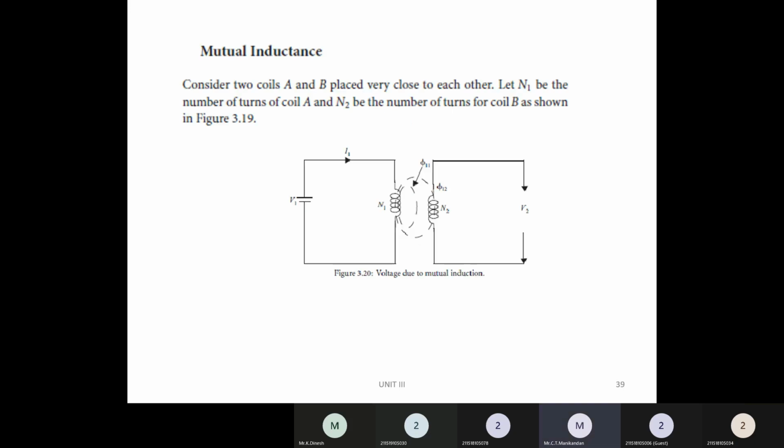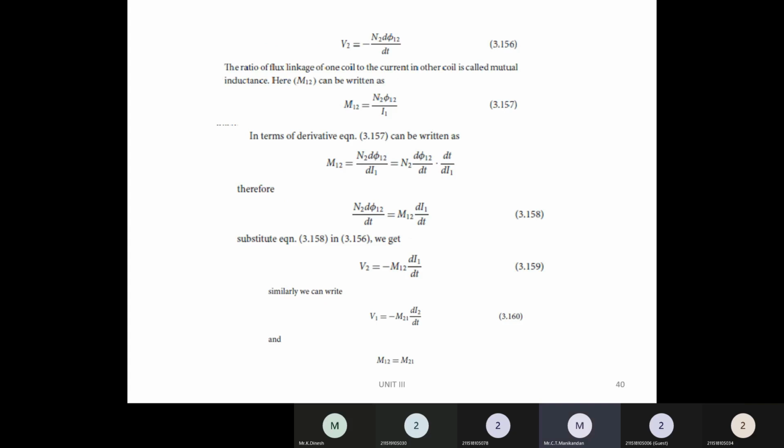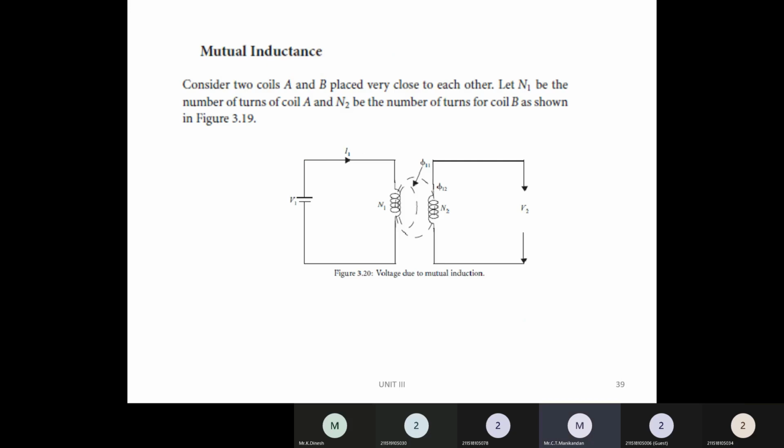And with mutual inductance, we have the M concept. M12 equals N1 d phi12 by dI1, this is because of coil 1 to 2. Similarly, M21 will be N2 d phi21 divided by dI2. So from the mutual inductance concept, we have M12 equal to M21. This concept is applied in transformers, because transformers work on the concept of mutual induction.